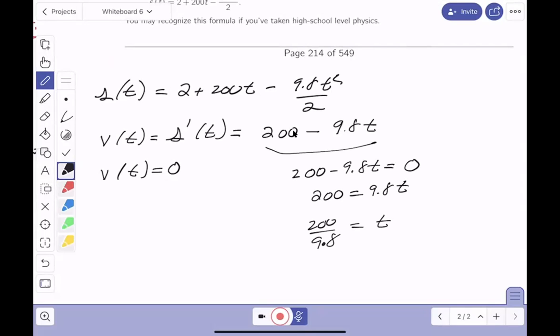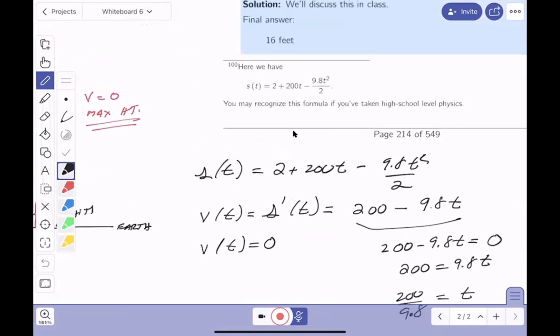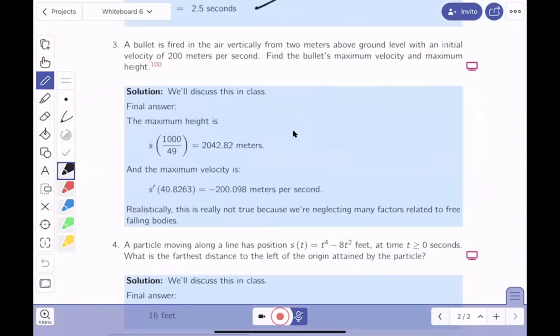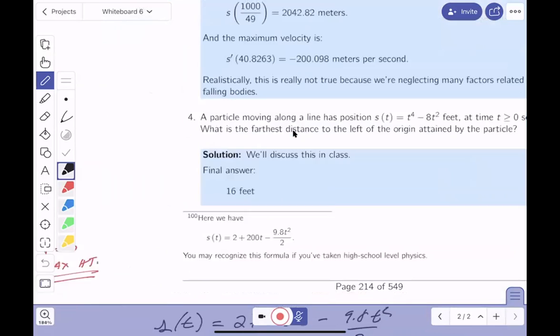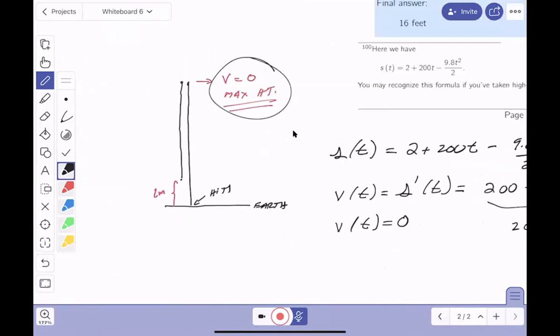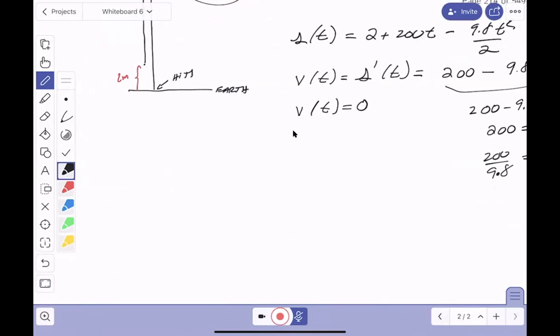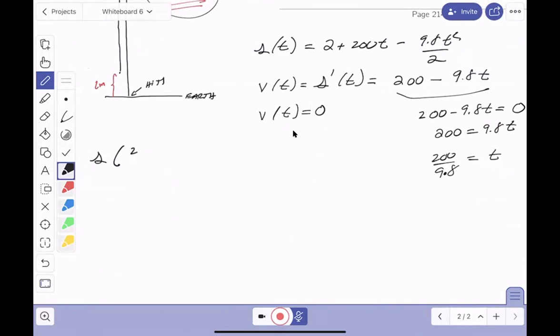Now, what happens to a lot of students is they don't remember what the question is. If you want to go back and read it, I'll read it up over here. One of the questions is: the bullet is fired vertically upward, initial velocity 200 meters per second. Find the bullet's maximum velocity and maximum height. Well, I'm ready to put the maximum height down. And why is that? The maximum height occurs here when the velocity is 0. How do I do the height? It's going to be S evaluated at that t. So I'll write that down for you.